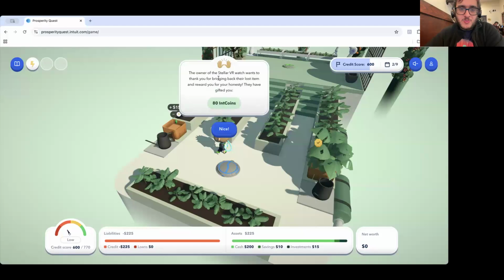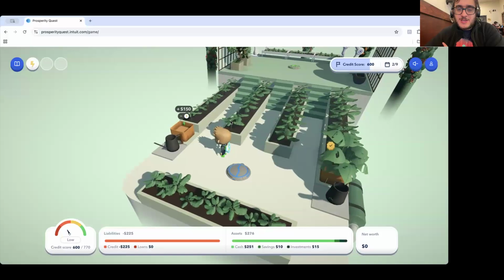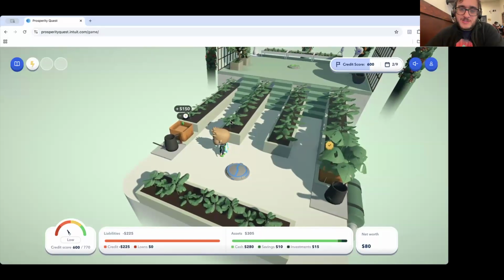The owner of Seller VR, which wants to thank you for bringing back their rewards. They have gifted you 80 int coins.